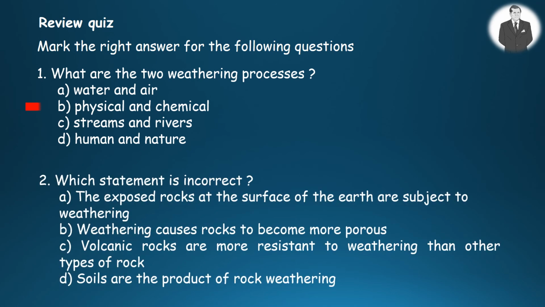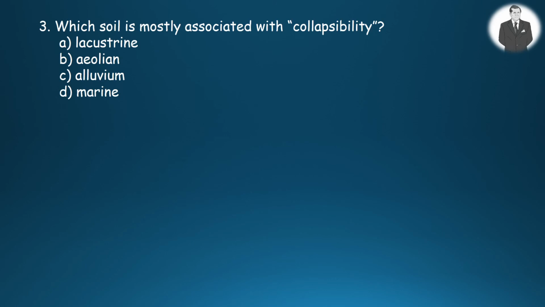The next question, which statement is incorrect? No, it has to be C. Volcanic rocks are more resistant to weathering than other types of rocks. Which soil is mostly associated with collapsibility? No, it is not. The right answer is aeolian.